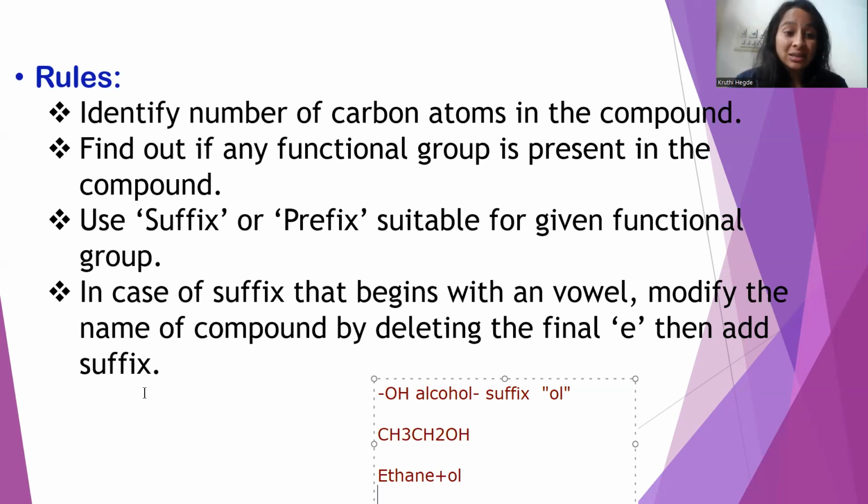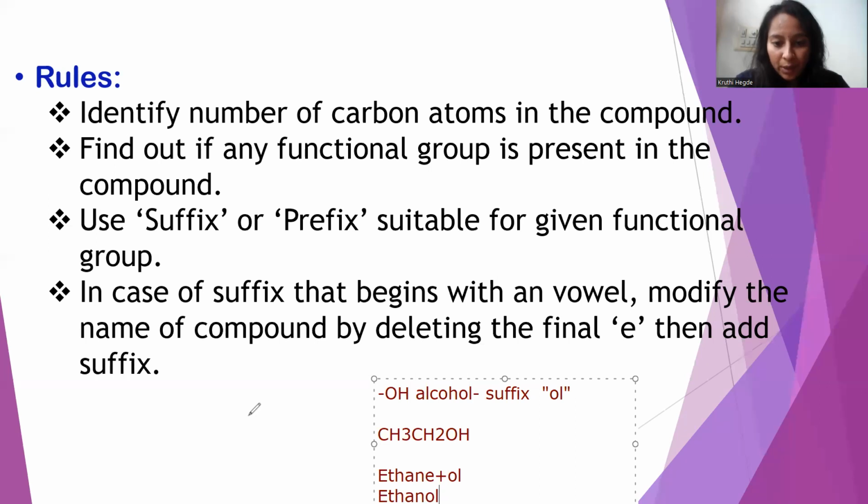When I'm writing the final name of the compound CH3CH2OH, I should take this third rule. If the suffix begins with a vowel, here the suffix OL is beginning with a vowel only. Vowel means A-E-I-O-U. O is that. It is beginning with a vowel. So modify the name of the compound by deleting the final E. In the alkane, we have to remove the final E, then add the suffix. So it becomes ethanol.